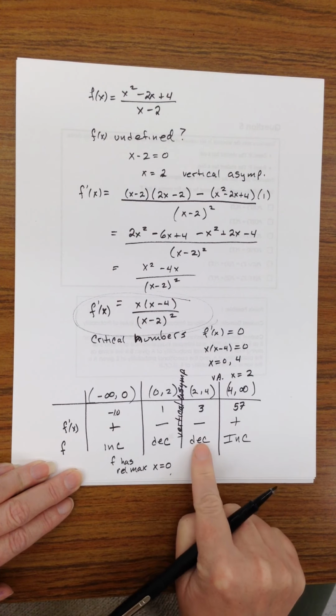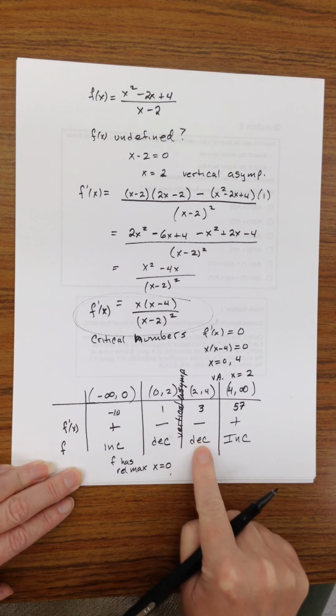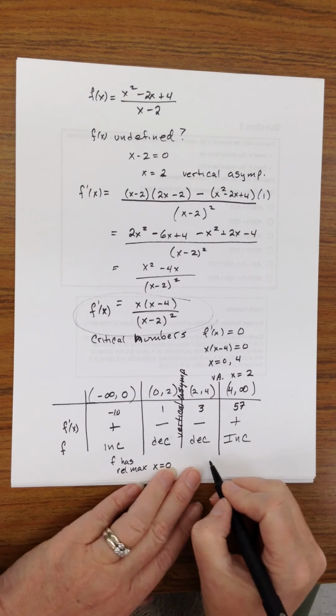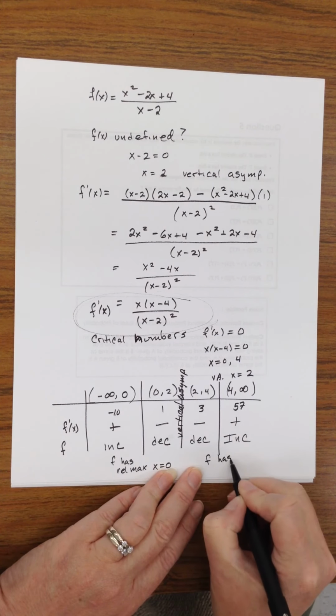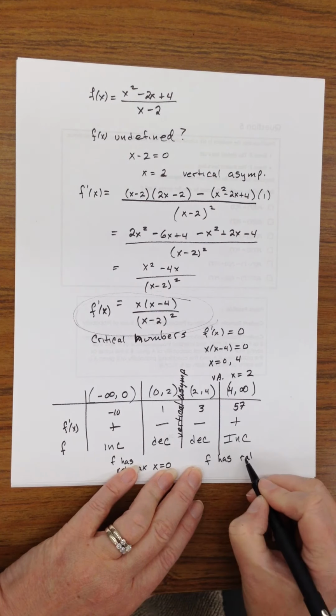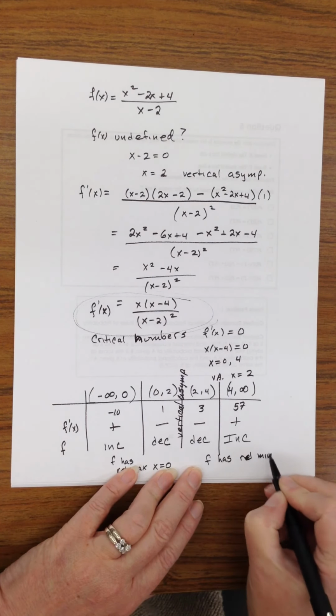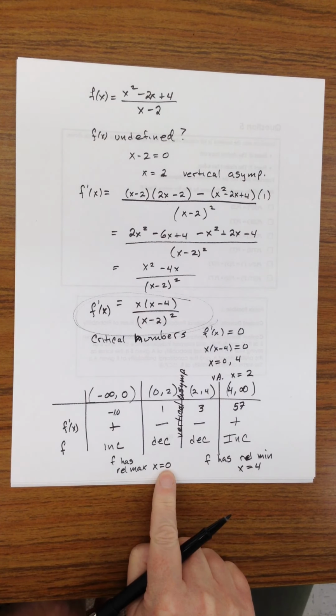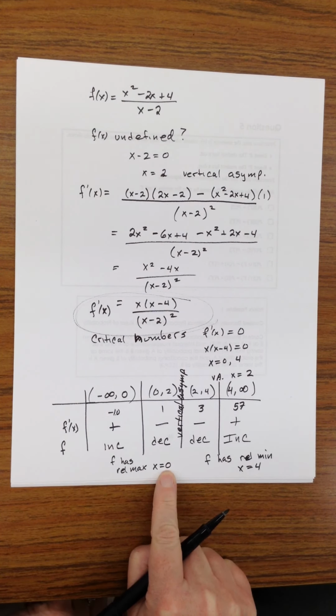Over here, decreasing followed by increasing, x equals 4 will be the location of a relative min. Now, 0 is not the maximum value. It is the x-coordinate of the maximum value. If you plug that back into the original function, the maximum value is actually a value of 2.